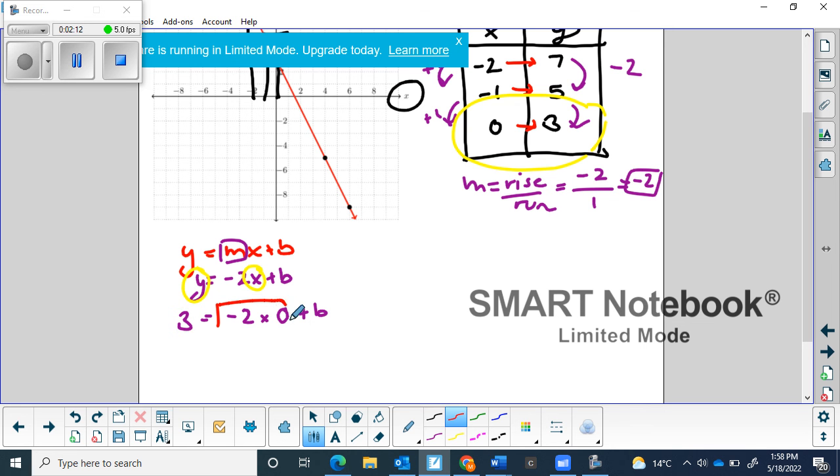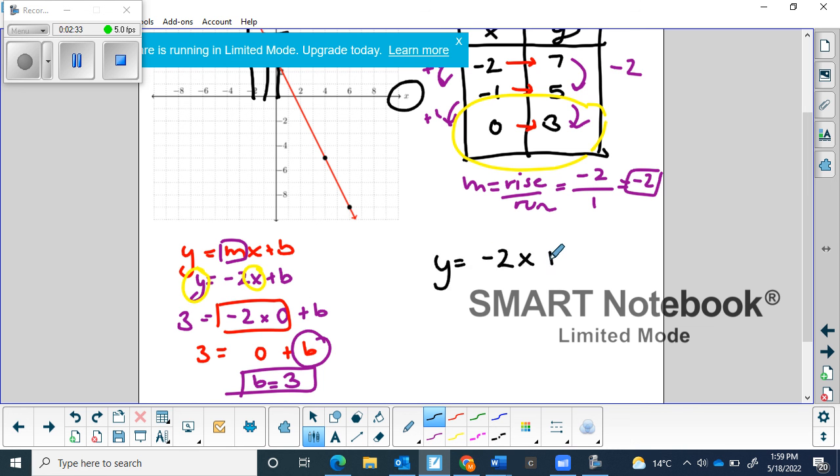I can go -2 times 0, which is 0, plus b equals 3. And 0 plus b equals 3. So nothing plus something will give me 3. That means b has to be 3. So now I have my m, I have my b, and together I just plug them into my equation. M is -2, and b is +3. And that would be my pattern for this particular linear relation.